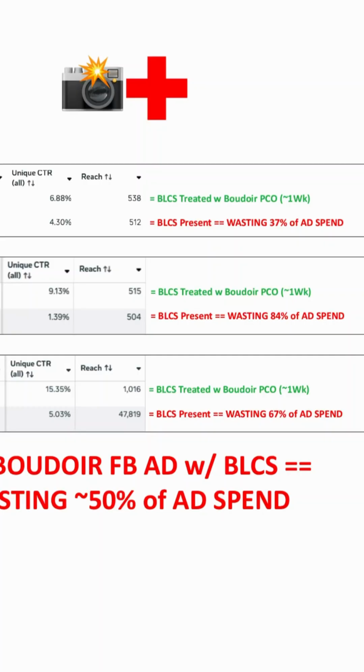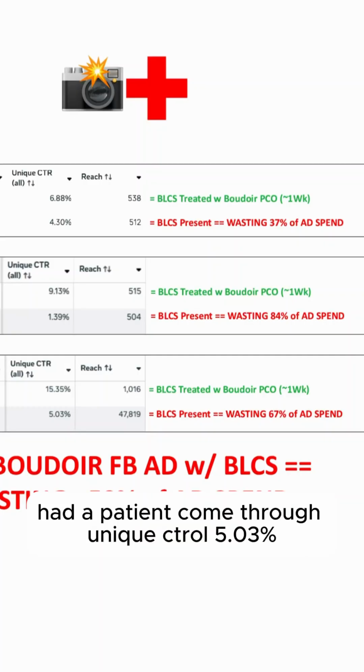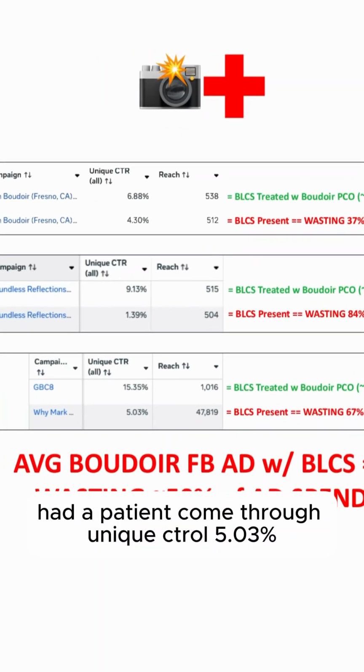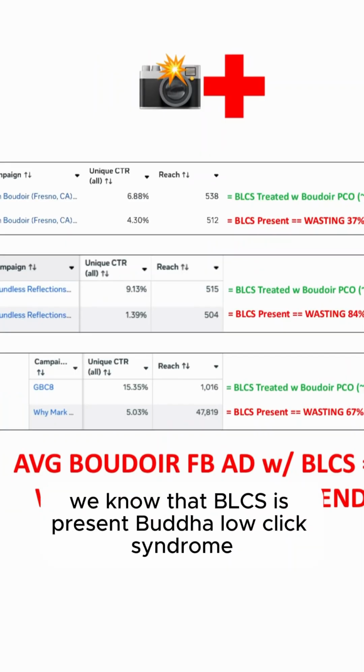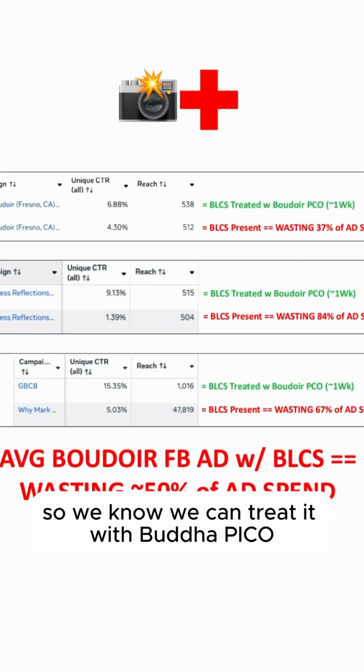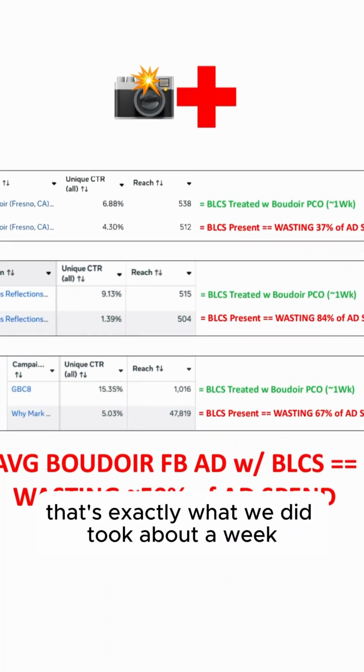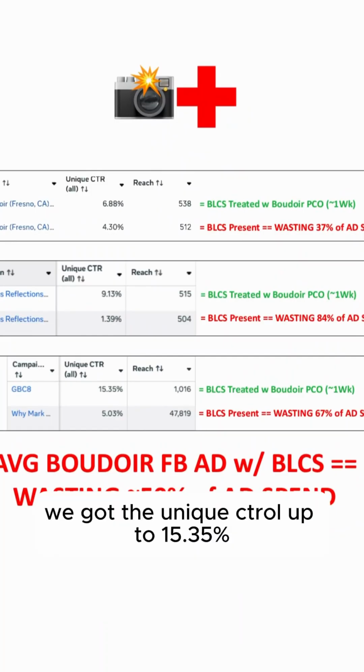Finally, had a patient come through, unique CTR 5.03%. So that's under 6%. We know that BLCS is present, boudoir low click syndrome. So we know we can treat it with Boudoir Pico. And that's exactly what we did. Took about a week. We got the unique CTR up to 15.35%.